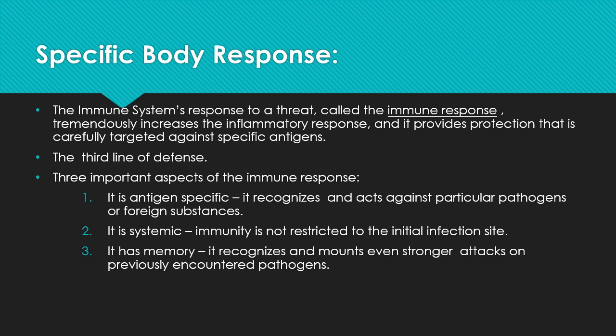So the specific body response is the third line of defense. Three important aspects of the immune response. First, it is antigen specific. It recognizes and acts against particular pathogens or foreign substances. It is systemic. Immunity is not restricted to the initial infection site. It's not only in that site, but it is all through the system. It is memory. It recognizes and mounts even stronger attacks on previously encountered pathogens.